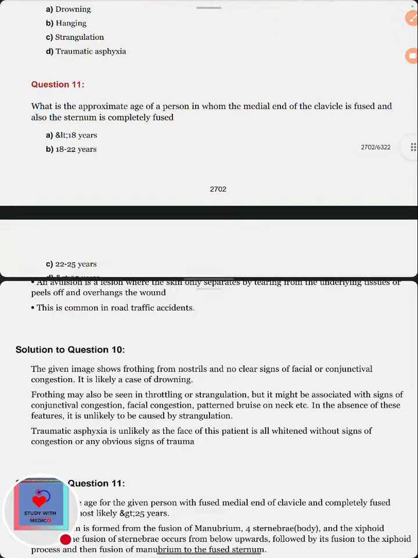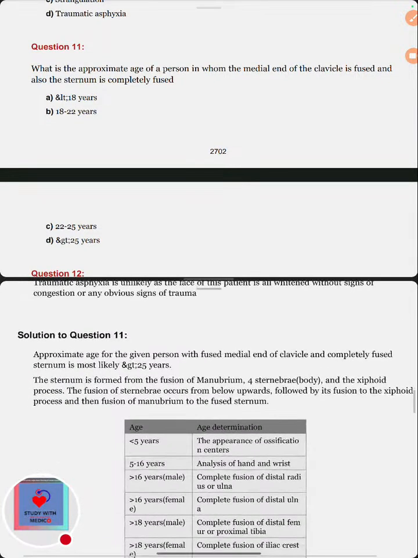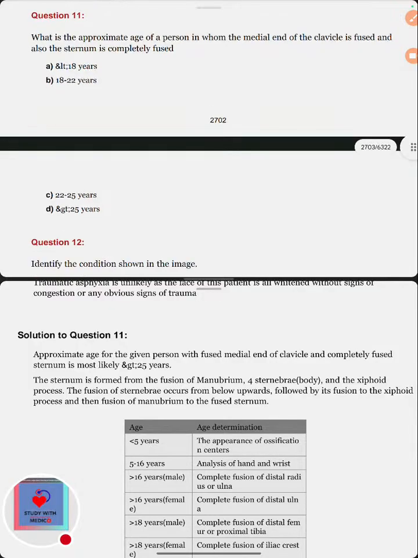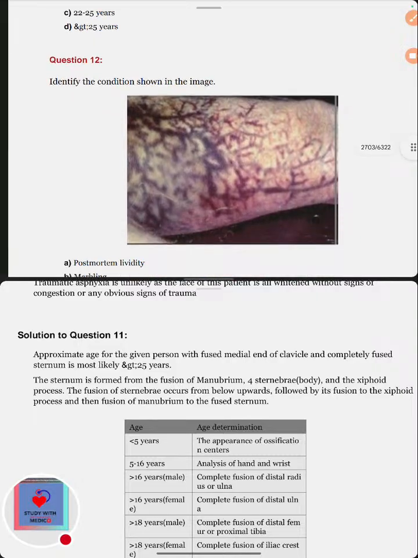What is the approximate age of a person in whom the medial end of the clavicle is fused and also the sternum is completely fused? The medial end is fused and the sternum is completely fused. It's approximately 25 years.